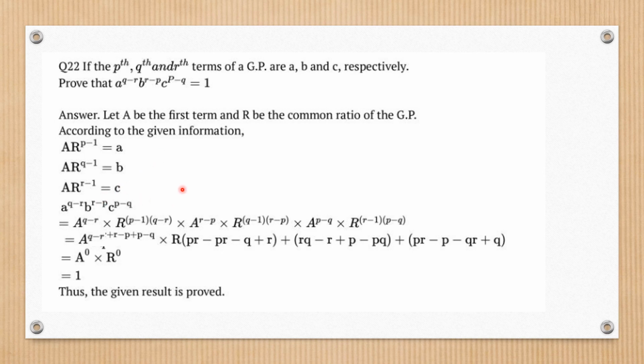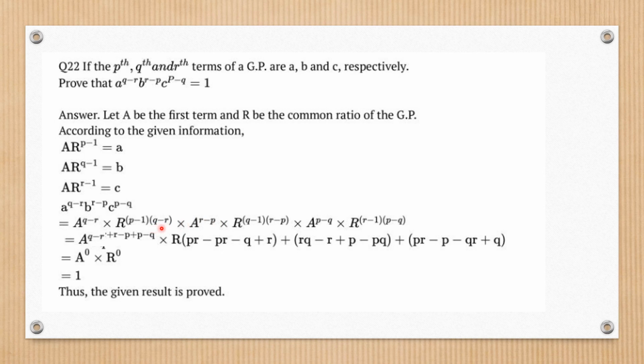So what I'm going to get is, on the left hand side, A raised to power Q minus R, B raised to power R minus P, C raised to power P minus Q. This is equal to this complete expression raised to power Q minus R. So it is A raised to power Q minus R into R raised to power P minus 1, and as the power is Q minus R, it will be multiplied.